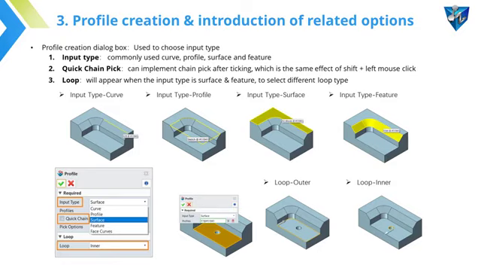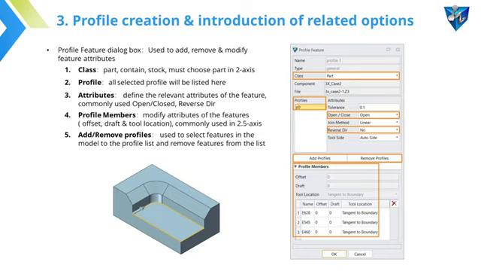Loop. This option will appear only when the input type is feature or surface. It is used to select different loop types. If I select the surface, outer means that I will keep the outer profile of it. Inner is the opposite. After you confirm the selection, you can move to the Profile Feature dialog box. It is used to add, remove, and modify feature attributes. If you still remember the feature types in the first chapter, the option is right here. You can assign the class type to be part, contain, or stock, and all the selected profiles will be listed here.